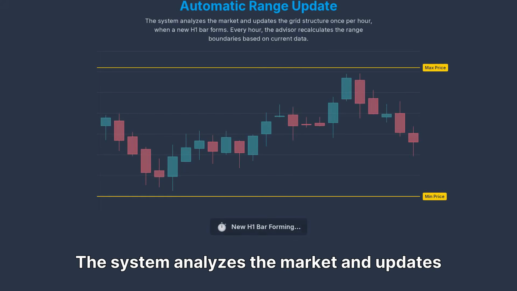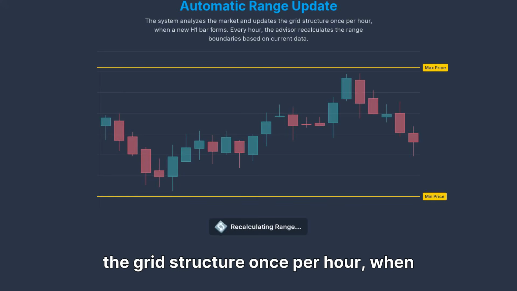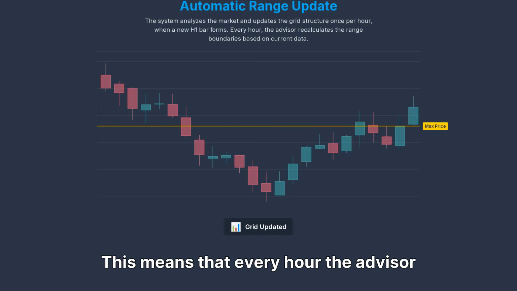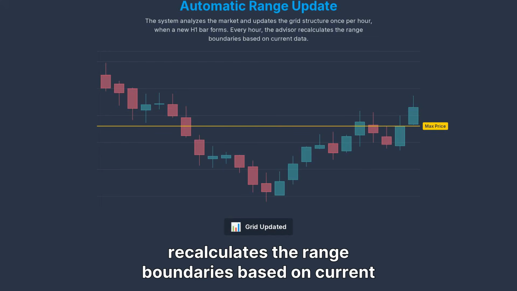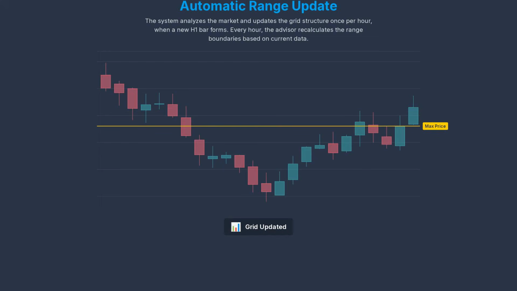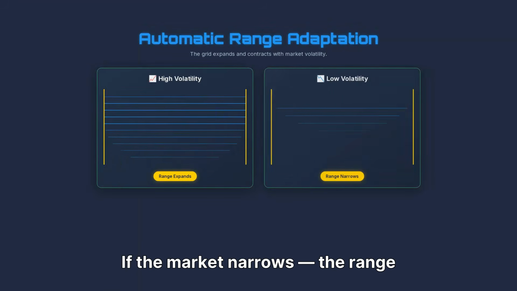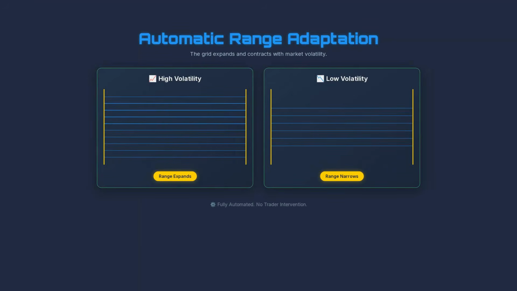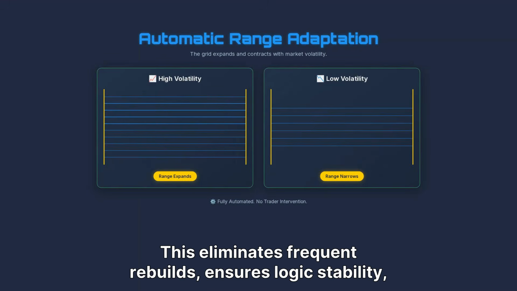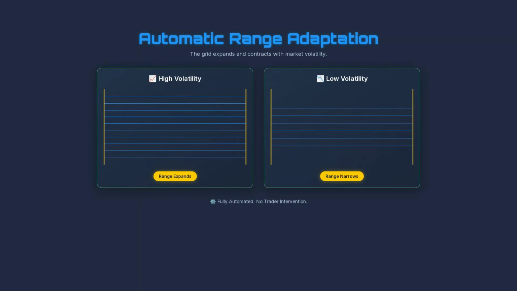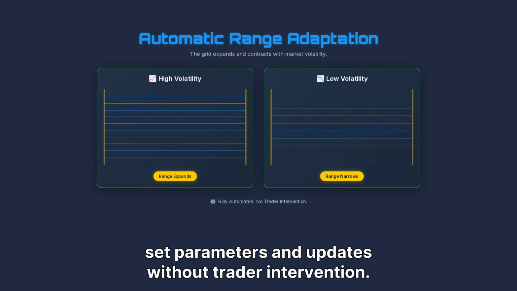The system analyzes the market and updates the grid structure once per hour when a new H1 bar forms. This means that every hour the advisor recalculates the range boundaries based on current data. If volatility increases, the range expands. If the market narrows, the range becomes more compact. This eliminates frequent rebuilds, ensures logic stability, and allows adaptation to current volatility, working within the real market range. The grid is built strictly according to set parameters and updates without trader intervention.